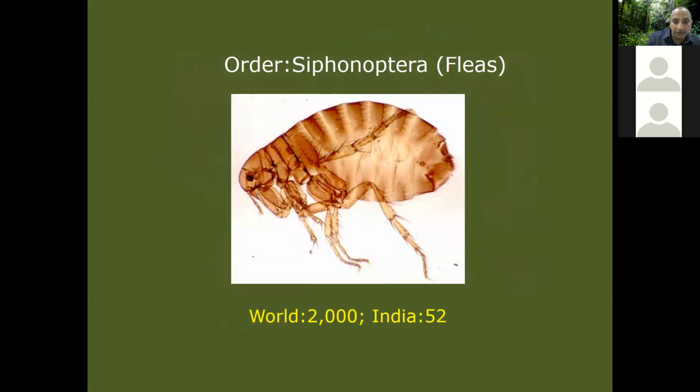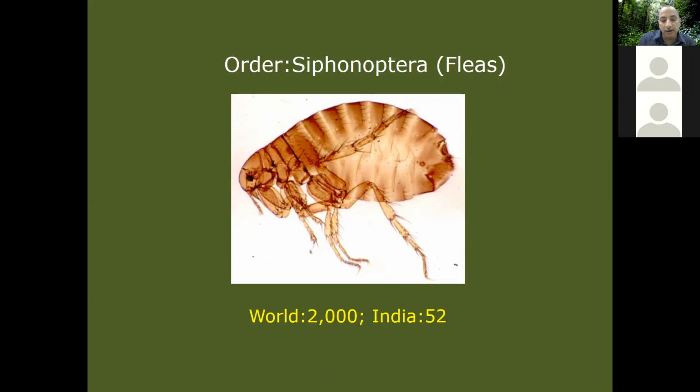Then comes Siphonaptera, fleas. Everybody might have heard about fleas. Those who have pets at home, a cat or a dog, might have come across fleas. Fleas are notorious for their transmission of plague. Human plague is transmitted from rats to human beings by fleas. Nowadays we hear less about plague because of our improved health system. But historically, plague was one of the major diseases that shaped human history, and it is transmitted by Siphonaptera, or fleas.